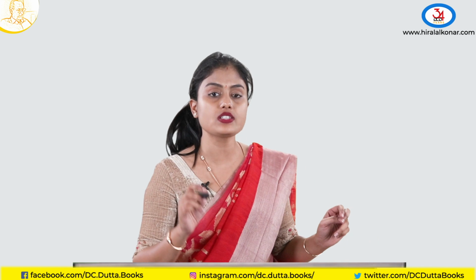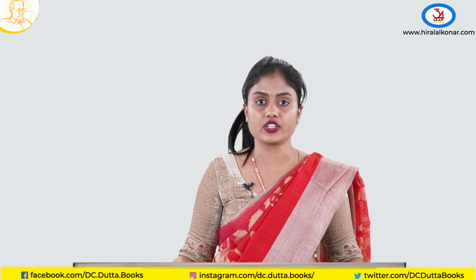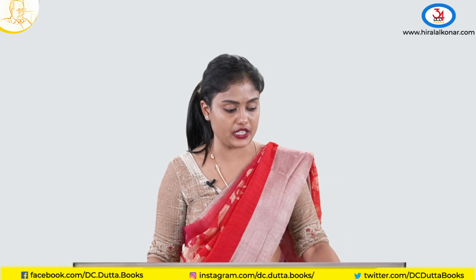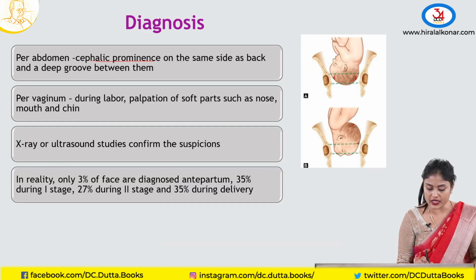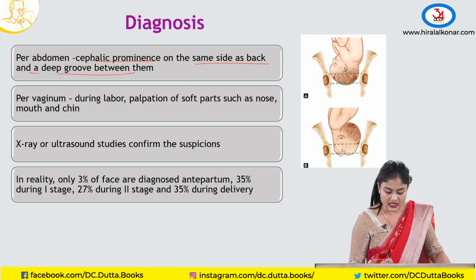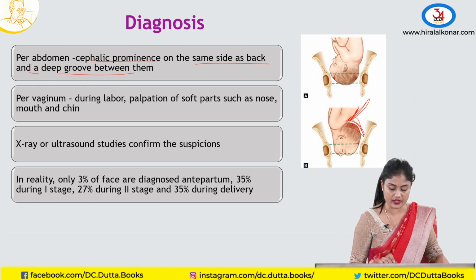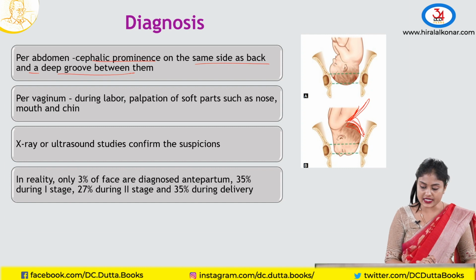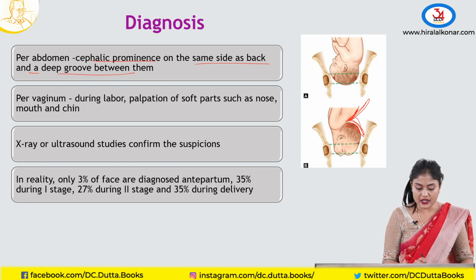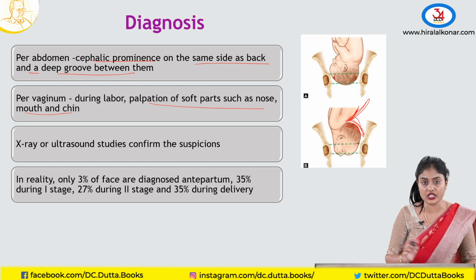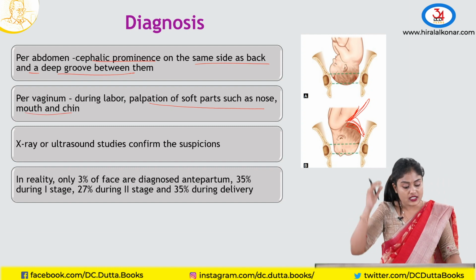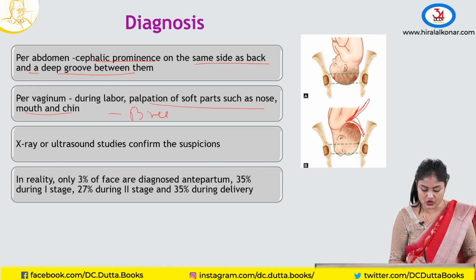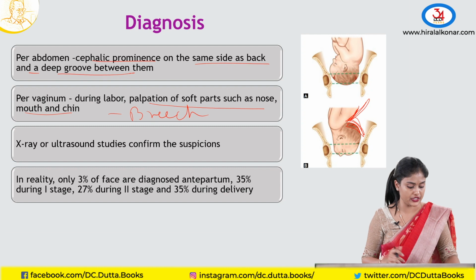So how do we diagnose a case of face presentation? By history, not much, only on examination. Per abdomen, the cephalic prominence is on the same side as the back, with a deep groove between them. You can see here the back and the cephalic prominence are on the same side and you can see a groove also here. So, head and back are felt in the same line with a groove. On per vaginal examination during labor, palpation of soft parts such as nose, mouth and chin, whereas in vertex it is hard. So, it will be difficult to differentiate from breech. I will show you in the next photo how we differentiate from breech.